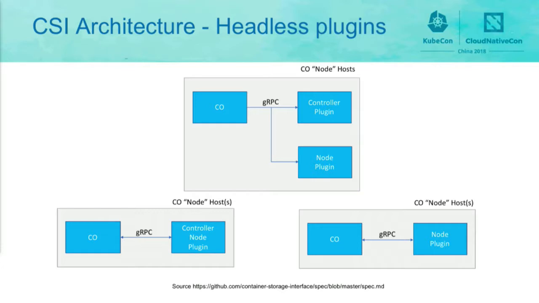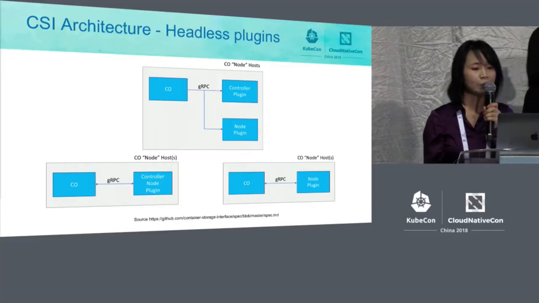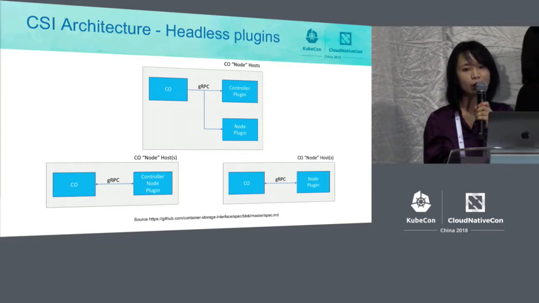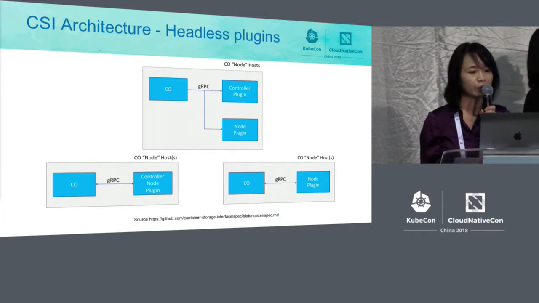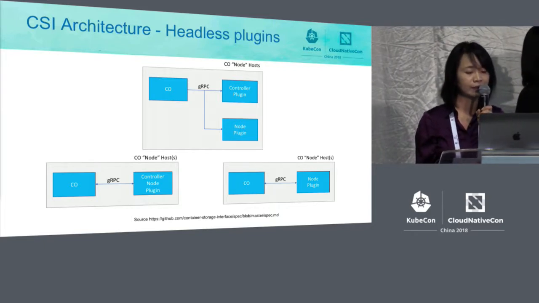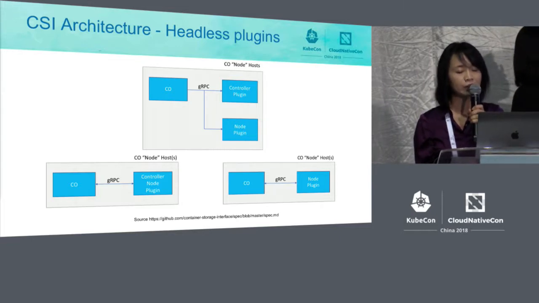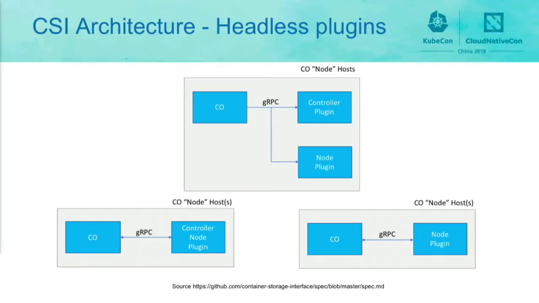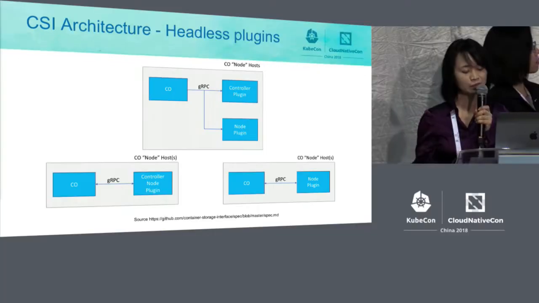Here we have 3 different types of deployments. They are all headless plugins. The top one has the controller plugin and node plugin separate, but they are all running on the worker node. And we also have controller and node plugin together. That is also running on the worker node. And the one on the right-hand side only has the node plugin. It does not have the controller plugin. So an example of that would be the NFS plugin. It only implemented node functions, but not the controller side of functions.